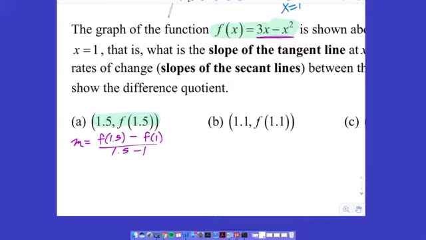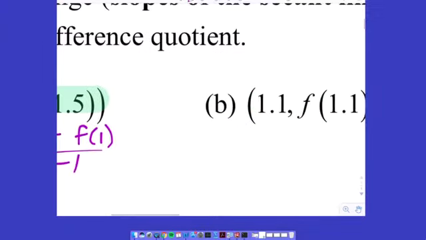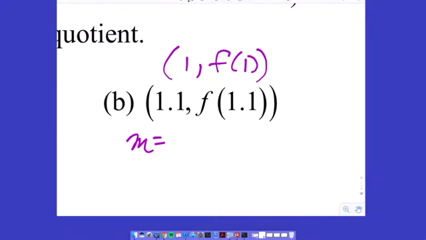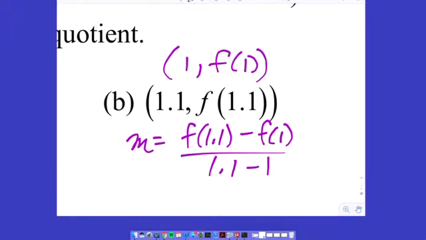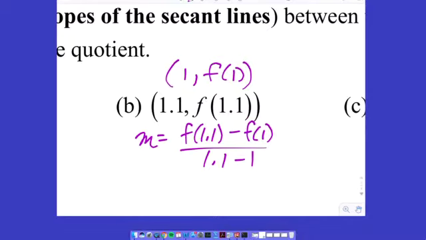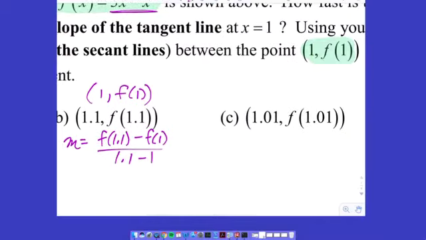Well, instead of choosing the point to be 1.5, which is a half unit away, let's choose that second point to be 1.1. So now my points are 1, f of 1, and 1.1, f of 1.1. Let's just set up the slope of the secant line. M for slope. Now it's going to be f of 1.1 minus f of 1 all over 1.1 minus 1. Now that should be pretty good because I'm using a second point that's only 1/10 of a unit away. But the calculations are still tedious, so I'm not going to do them. But you can see the idea here.